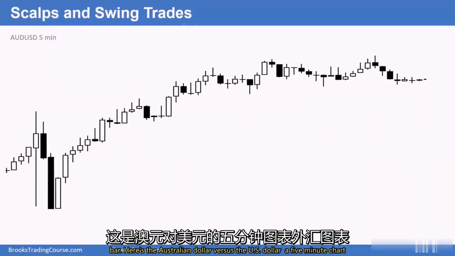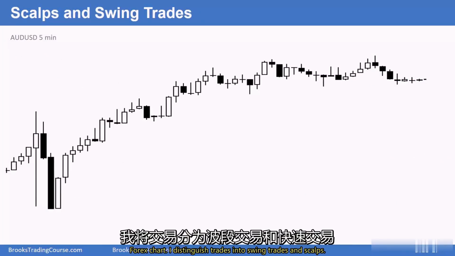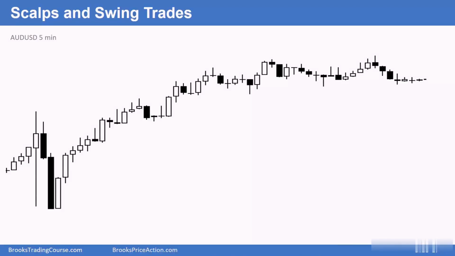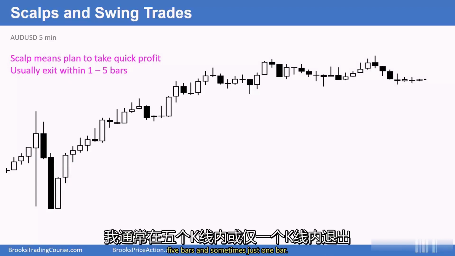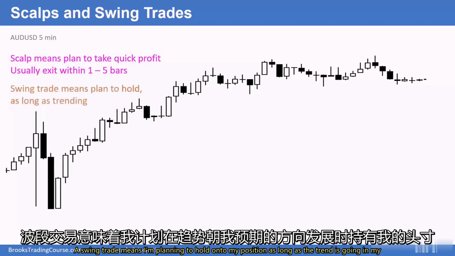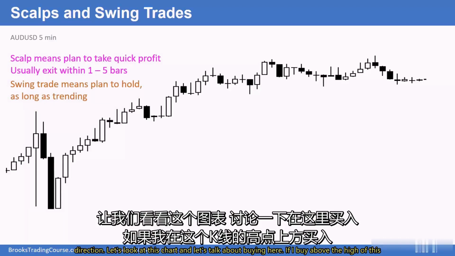Here's the Australian dollar versus the US dollar, a 5-minute chart, Forex chart. I distinguish trades into swing trades and scalps. A scalp means that I'm trying to take a quick profit. I usually exit within 5 bars and sometimes just 1 bar. A swing trade means I'm planning to hold onto my position as long as the trend is going in my direction.